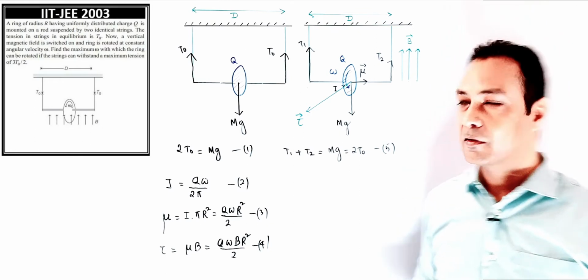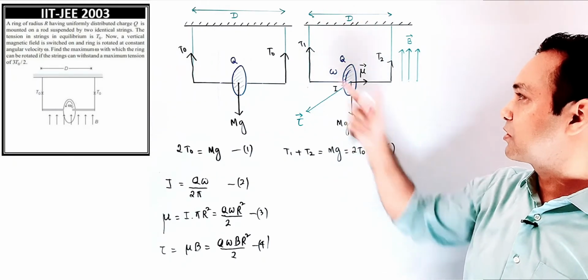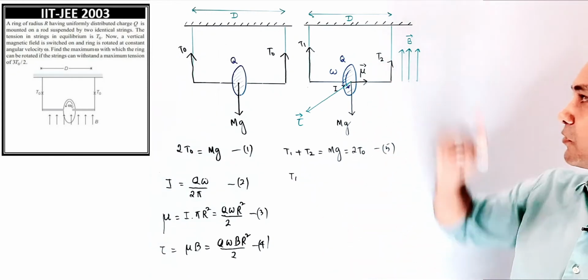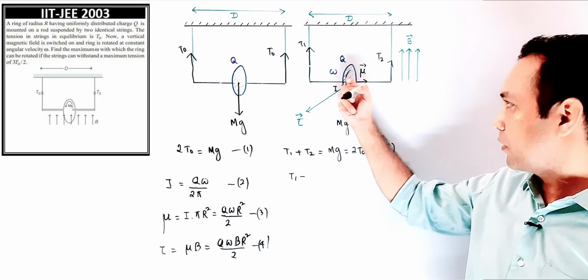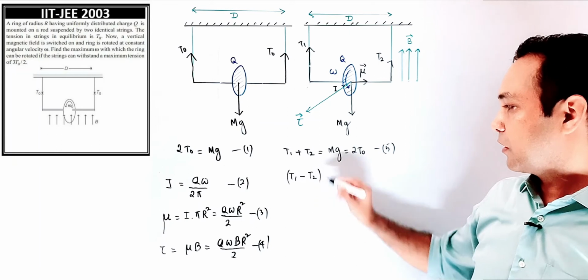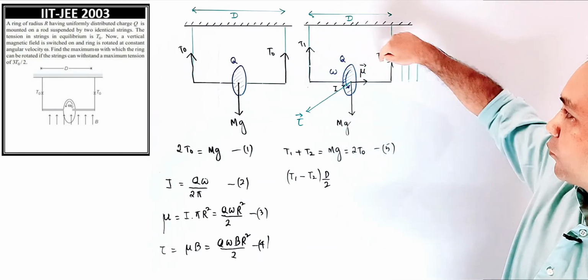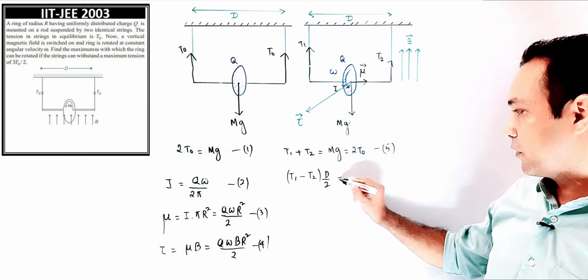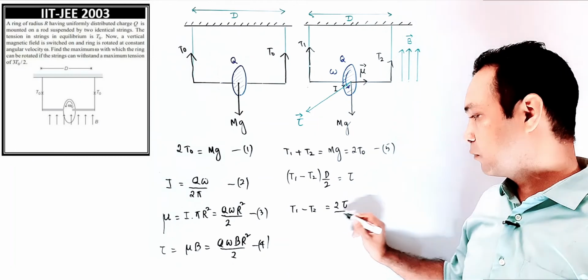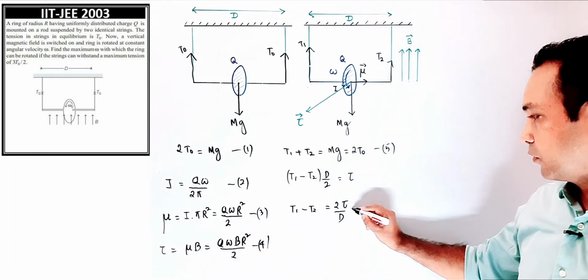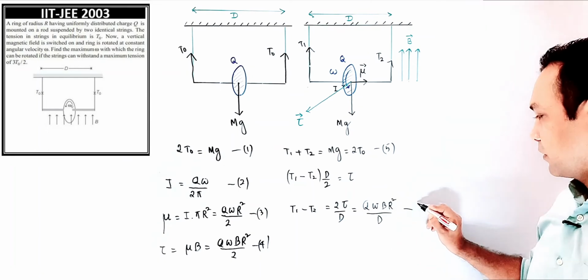And now I want to apply torque about this point, the center of mass. So the torque due to this tension T1 is, this separation is d, so this separation is d by 2. So that is T1 d by 2, and this T1 d by 2 will be like that, and this T2 d by 2 will be like that. So because of these two, the overall torque about the center of mass would be T1 minus T2 into d by 2, and this overall torque is like that, and the magnitude of these two torques will be equal to this, so that the overall torque is 0, and that should be equal to tau. So I can write now T1 minus T2 is equal to 2 tau by d, and here tau is q omega B r square by 2, so that would become q omega B r square by d, that is my 6th equation.